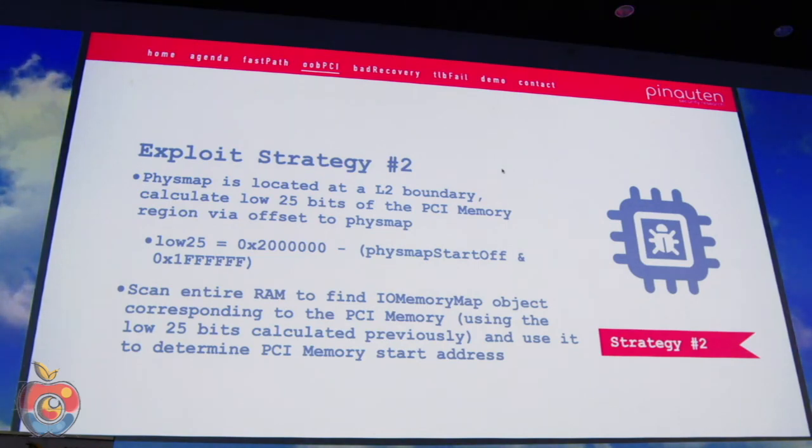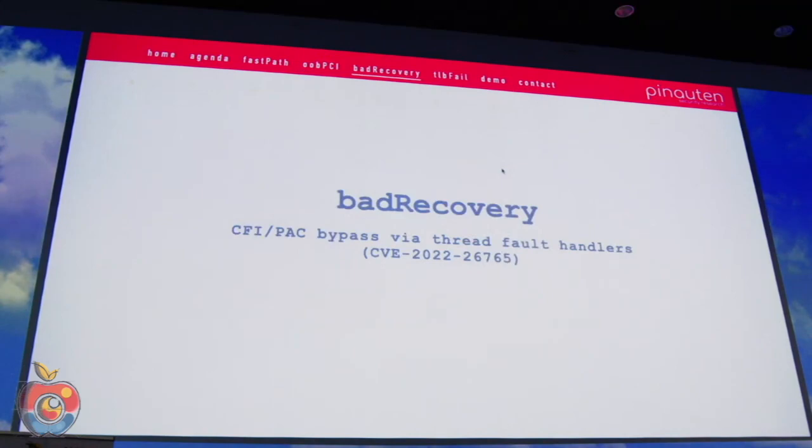Although we can already do quite a lot with it, on later iOS versions like 15.2, some mitigations were introduced that actually make jailbreaking quite hard. So Fugu15 exploits yet another vulnerability. This time, it's the bad recovery vulnerability, which is a pointer authentication code bypass via thread fault handlers.